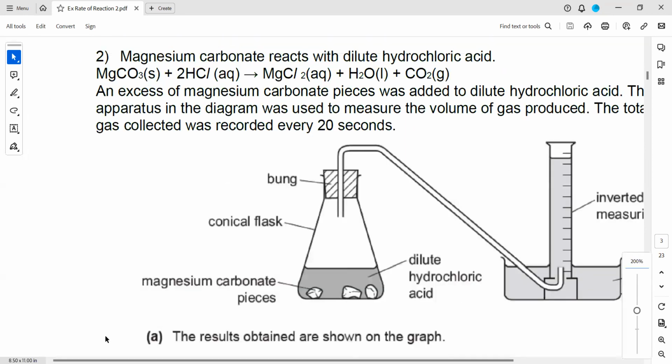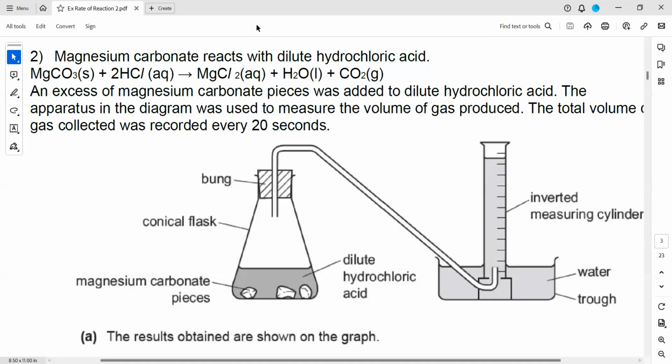For that purpose, we can use a gas syringe, or we can collect the gas over the surface of water. This is more effective than just using a gas syringe, because when the reaction occurs and the gas is formed, we won't be able to see a colorless gas, but when it passes through the water, it is collected and we see bubbles. Once the bubbles stop forming, it means the reaction has stopped.